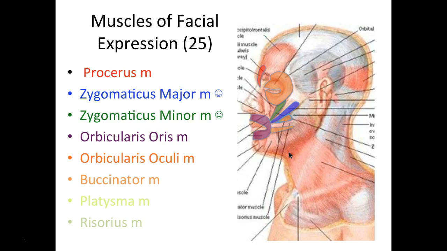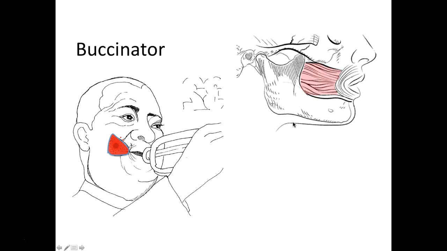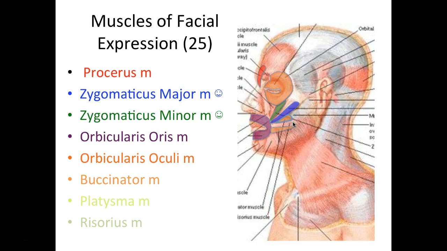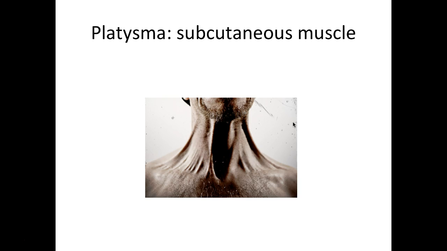It's actually like a rectangular muscle, but we're soon going to learn sitting over it is another muscle called Risorius. So this is what the muscle looks like in actuality, and this is going to allow us to do things like blow a trumpet, or for infants to suckle milk. And then we have platysma, and this is a subcutaneous muscle. So when we try to contract platysma, it just lifts the skin on our neck.